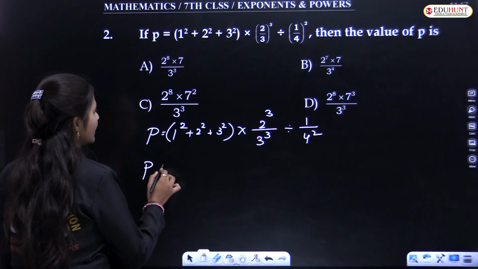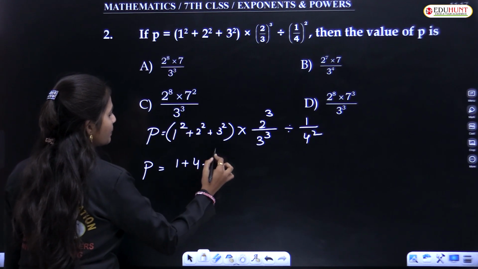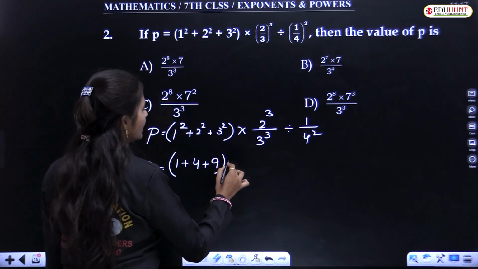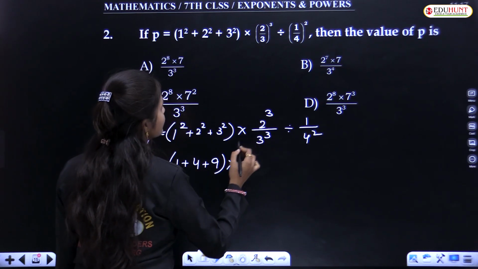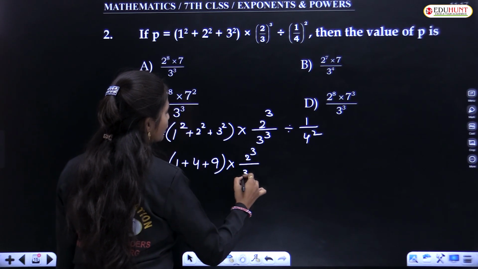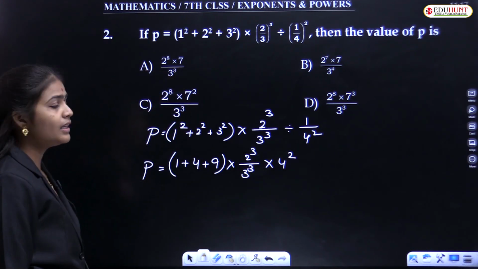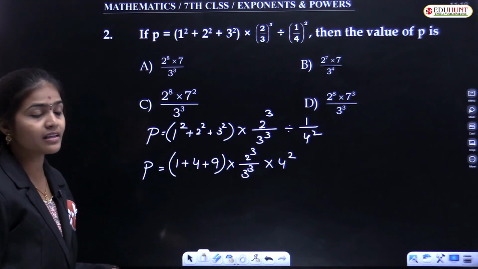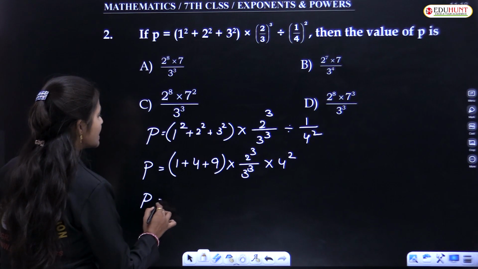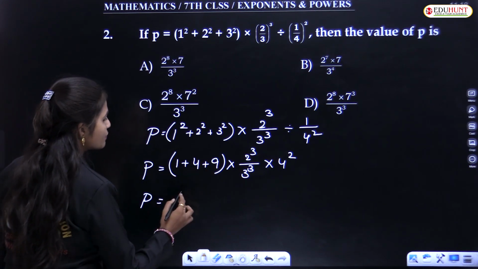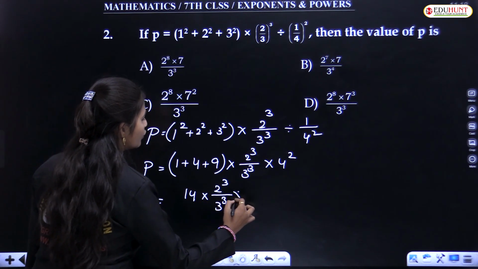So see this one, here p is equals to 1 square is 1 plus 2 square is 4 plus 3 square is 9, okay, into 2 cube, which is 8, or else better to write this one as it is. So here 2 cube by 3 cube, and here 1 by 4 square becomes into 4 square. Okay, so why? Because in the denominator we will get that fraction, no? So that's why here we have to take its reciprocal. So p is equals to 9 plus 1 is 10, 10 plus 4 is equals to 14 into 2 cube by 3 cube into 4 square.